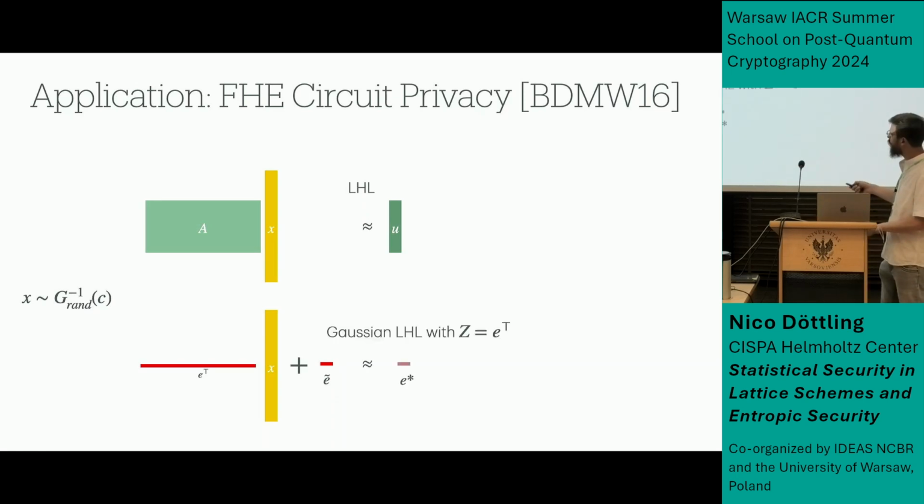And in order to argue that this part here is essentially independent of E, I'm going to use the Gaussian LHL with the matrix Z equals E transpose. So this E transpose times X plus E via the Gaussian LHL just looks like a fresh Gaussian error E. And I've made this residual term disappear, right? So where I needed drowning earlier to get rid of this cross component here, I can now just rely on additional randomness provided by this X itself.